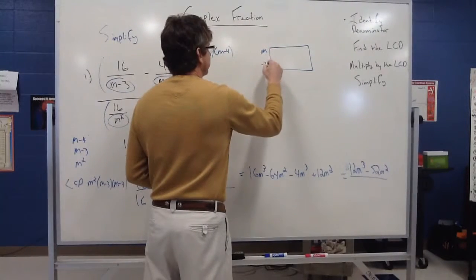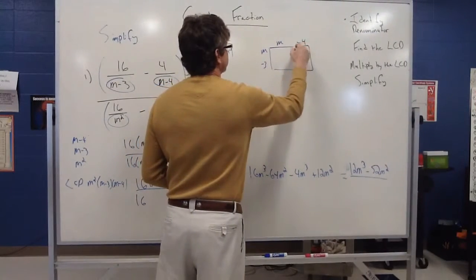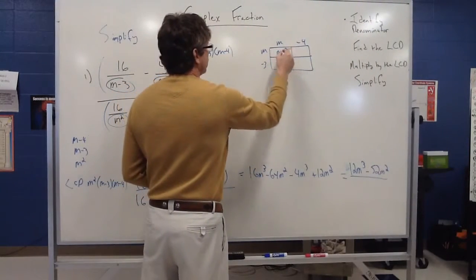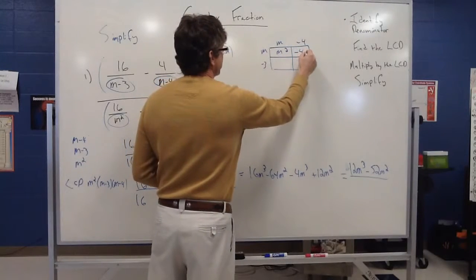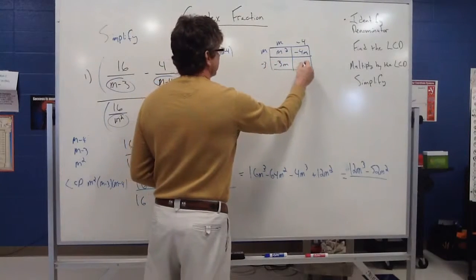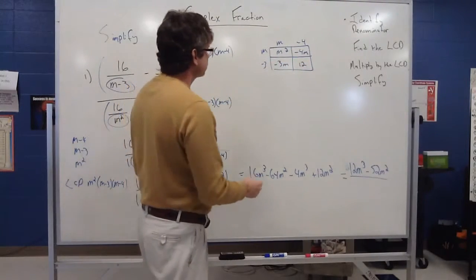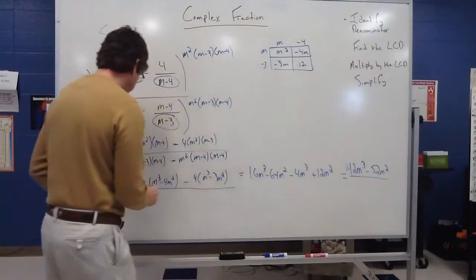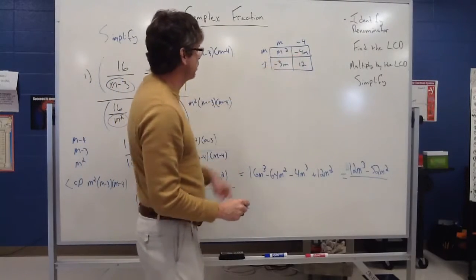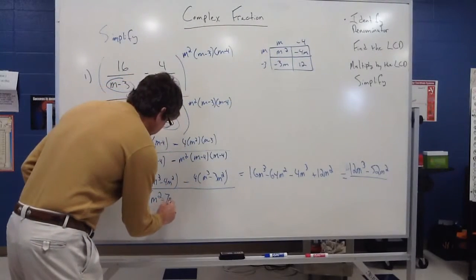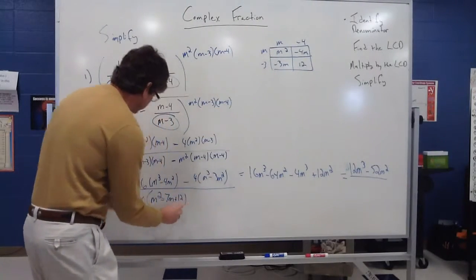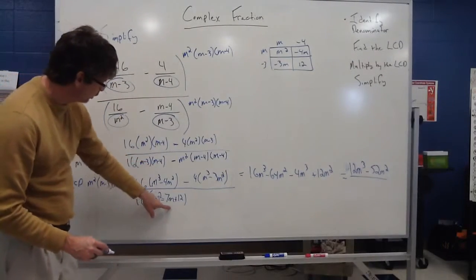So m and negative 3, and an m and negative 4. I can partition that off. M times m is m squared. M times negative 4 is negative 4m. Negative 3 times m is negative 3m. And negative 3 times negative 4 is a positive 12. So it looks like this is going to turn into that 16, and I'm going to have m squared. These two terms become a negative 7m, and then I have that plus 12. So m minus 3 times m minus 4 turns into this.